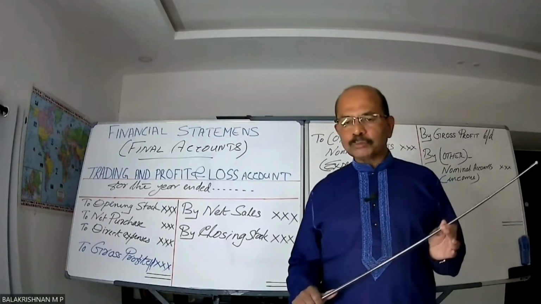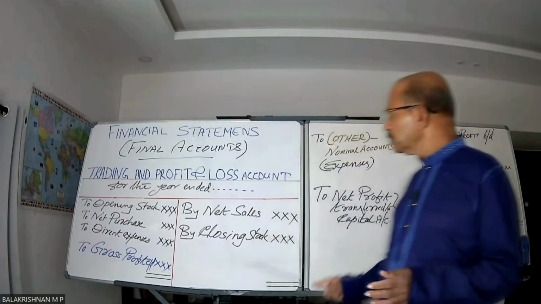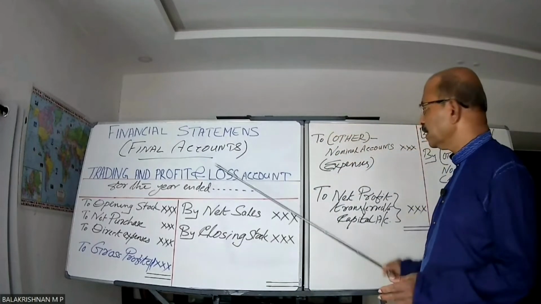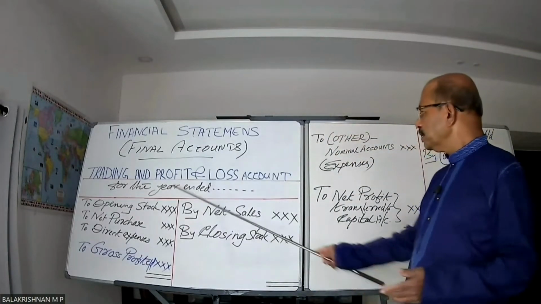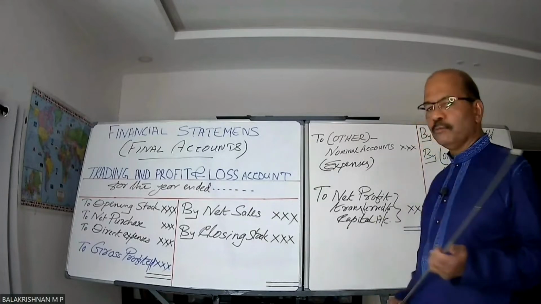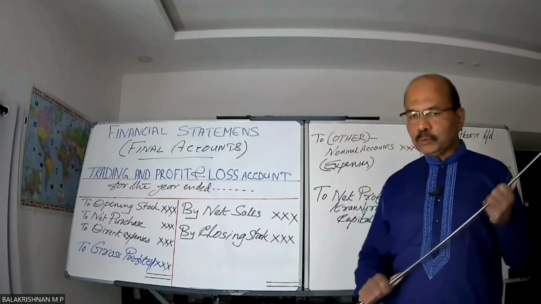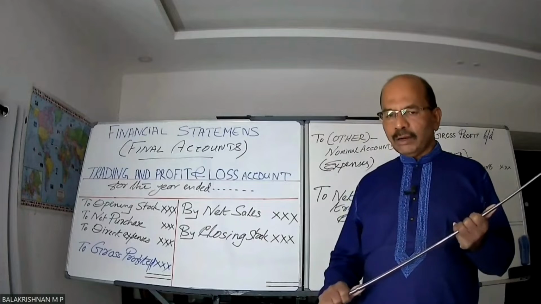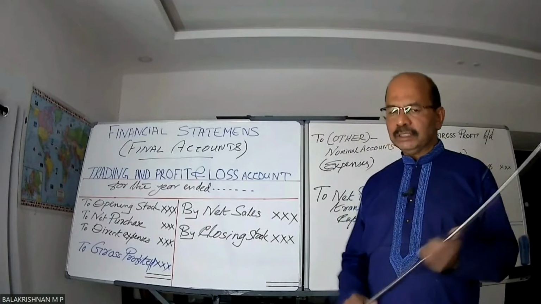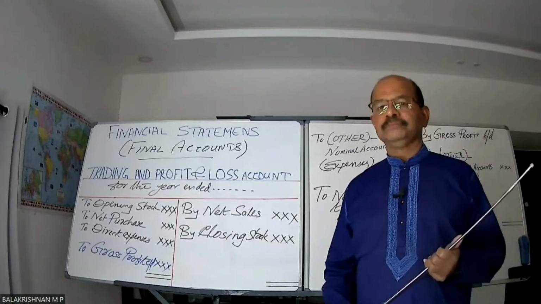So gross profit is ascertained through this trading section of the trading and profit and loss account. Mind you, you have to write here "for the year ended." Why is it written "for the year ended"? That means all the activities during the year have resulted in this. That's the meaning of "for the year ended."